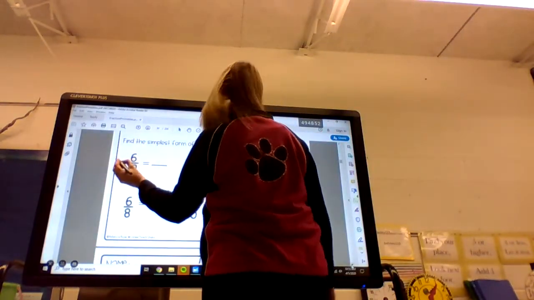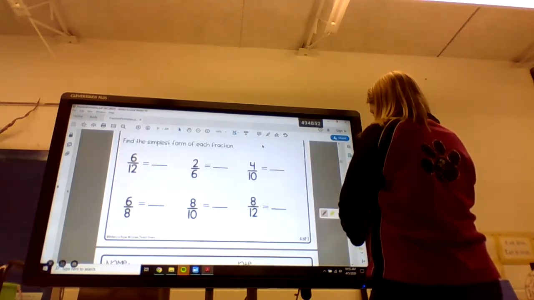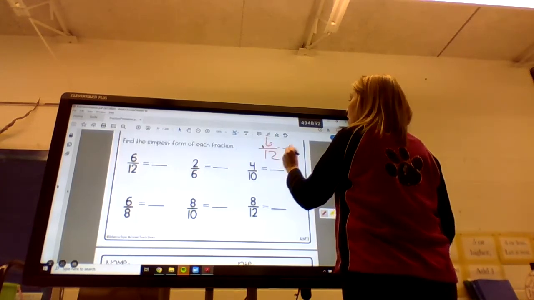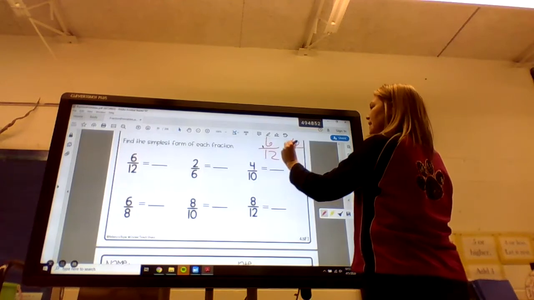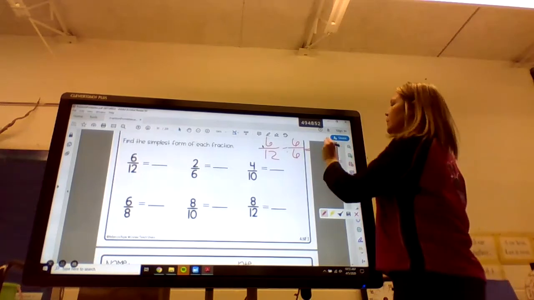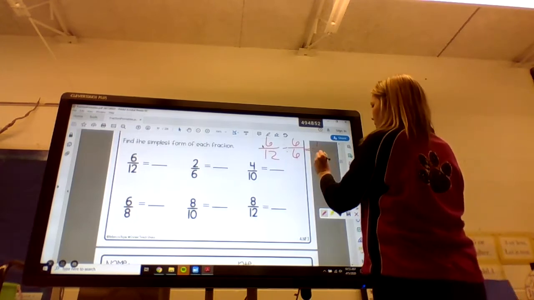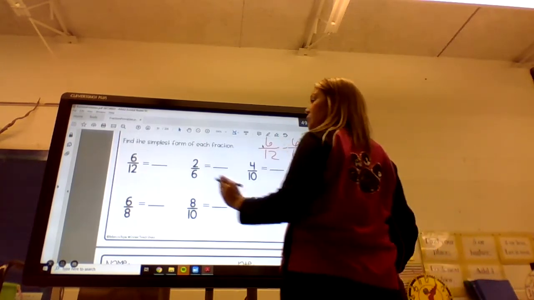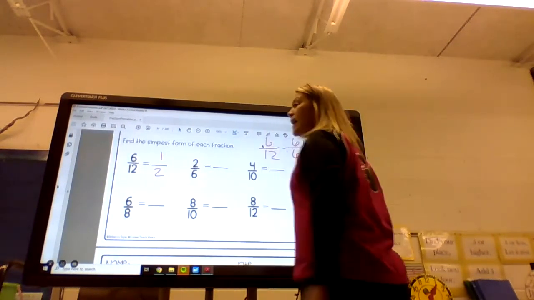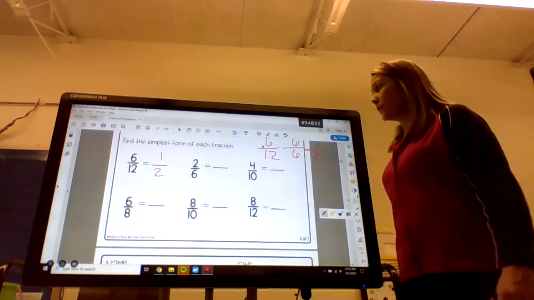I'm going to try to write it over here so you can see it maybe a little bit better. Oh, I had to get my pen out. 6/12. Fair to fractions, 6 divided by 6 and 12 divided by 6. What's 6 divided by 6? That's right, 1. 12 divided by 6? 2. That means 6/12 is equivalent. It's the same as 1/2, and 1/2 is the simplest form. You cannot divide any other number into 1 and into 2.